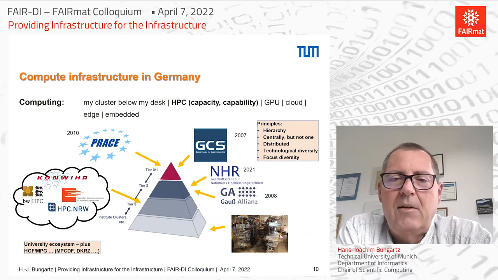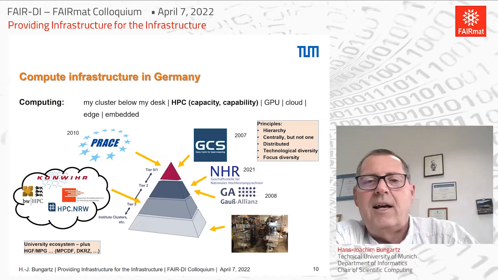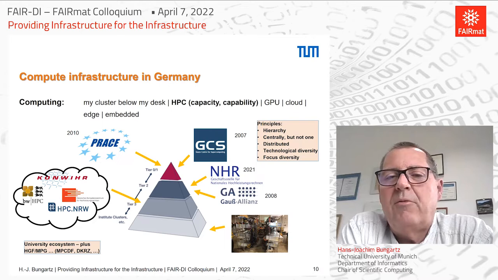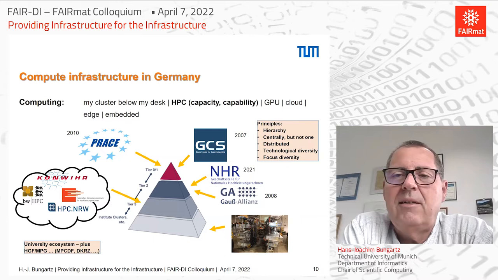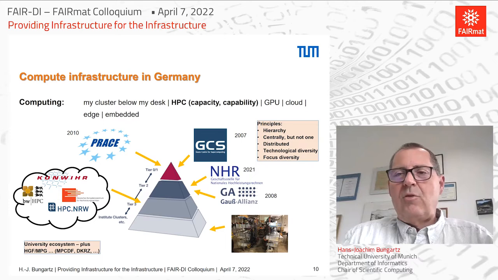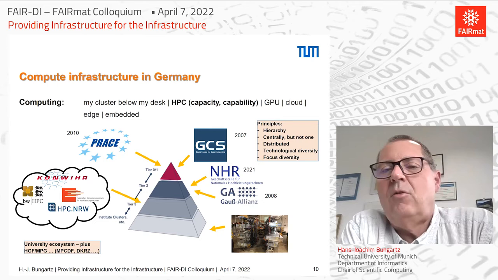So the principles are, as I said, hierarchy. The machines are bigger and more powerful the higher they are in the pyramid. They also require more user expertise, of course, if you want to really use these machines in a decent way. You see that there is some central spirit behind it. It makes no sense to have 20 machines of the highest class in Germany. So there is some focusing, but on the other hand, there is not only one. We have this idea of three top-layer machines and maybe 20 in the next one.